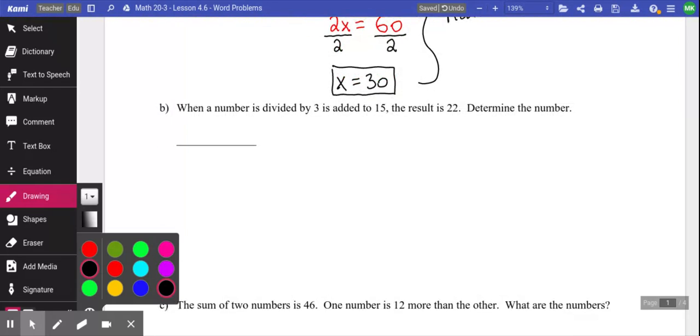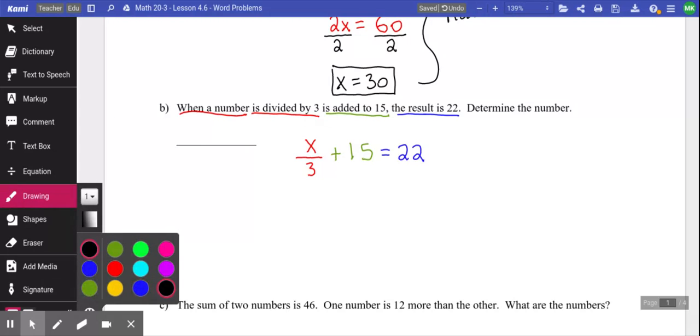All right. B. So let's start this again. When a number, we don't know what that number is, is divided by 3. When a number is divided by 3, there you go, is added to 15. So we added it to 15. The result is 22. That would mean equals 22. And again, we've built our equation. Now we need to solve it. So we built it by reading and then just writing things down as we highlighted and read our words.